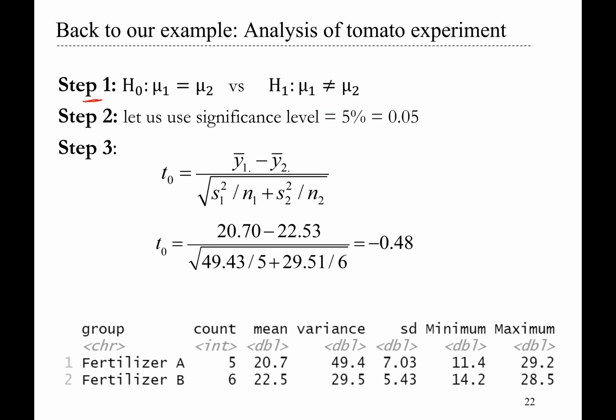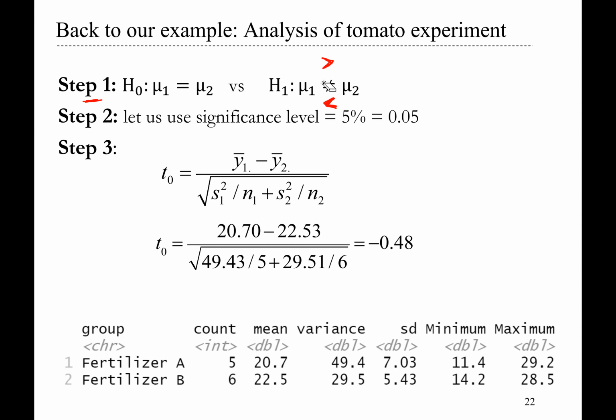The first step, H0: mu1 equals mu2, the two fertilizers are the same in terms of the yield, against H1: mu1 doesn't equal mu2, they are not equal in terms of the yield. Can I make this one greater than or less than? You can do it because it is based on the research hypothesis you have. Maybe you as a researcher would like to test mu1 greater than mu2, or mu1 less than mu2, or mu1 doesn't equal mu2.